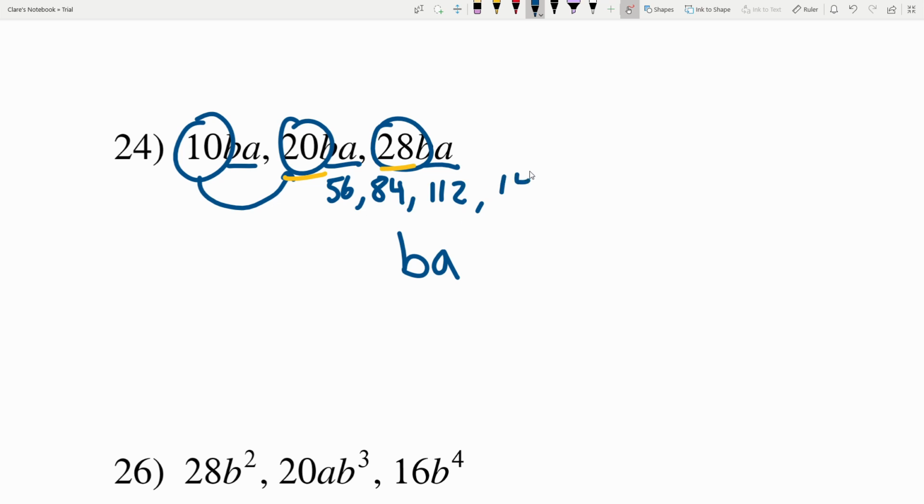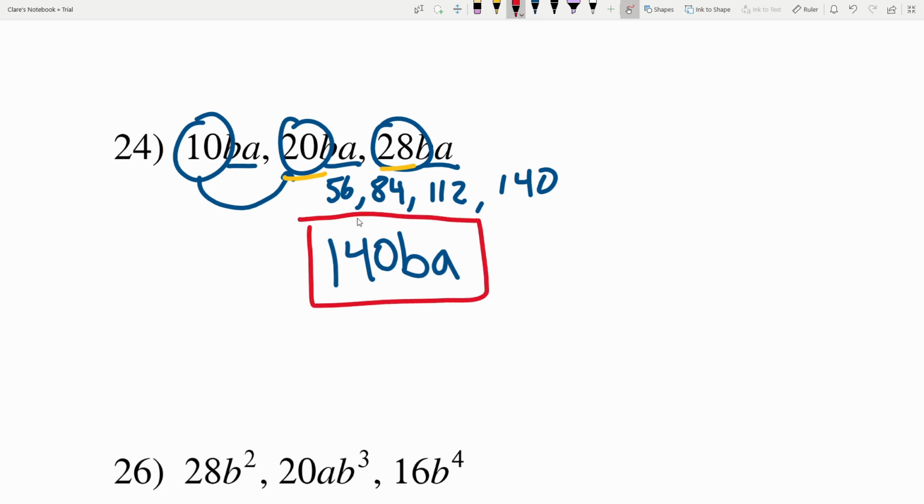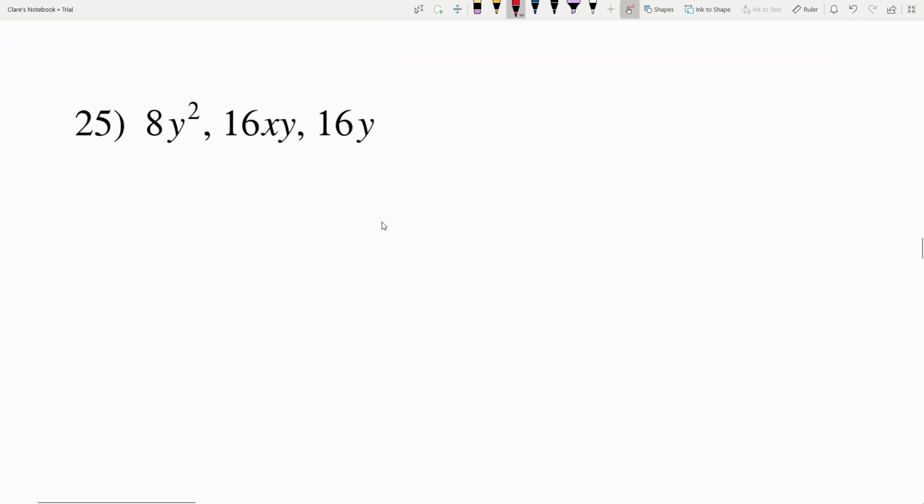That's 140. 140 is 20 times 7, and because 20 divides into 140 and 10 is a factor of 20, we know that 10 also divides into 140. That's 10 times 14. So 140 BA is our least common multiple in number 24. In number 25, we have 8y squared, 16xy, 16y. Well, the easiest thing here is our coefficients, because 8 divides into 16, and 16 divided by 16 is 1.